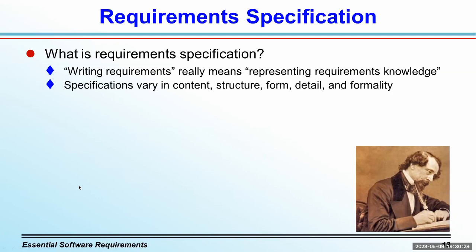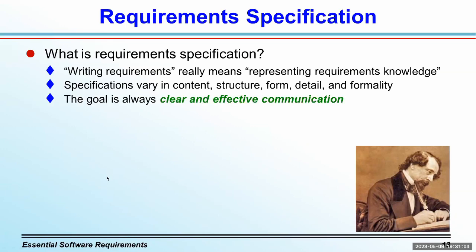Now, requirements can be stored in many structures. I often talk about a document, and that's a common form of container, but really they're just containers. It could be documents or spreadsheets or a database, a requirements management tool, stickies on a wall, whatever works for you. These different structures vary in the information they contain, how that information is organized, how much detail is included, and so forth. So just think of your requirements spec as being a container for requirements related knowledge, no matter what form you select. It's important also to remember that the goal of writing any kind of requirements is always clear and effective communication. And there are many ways to achieve that without being dogmatic.